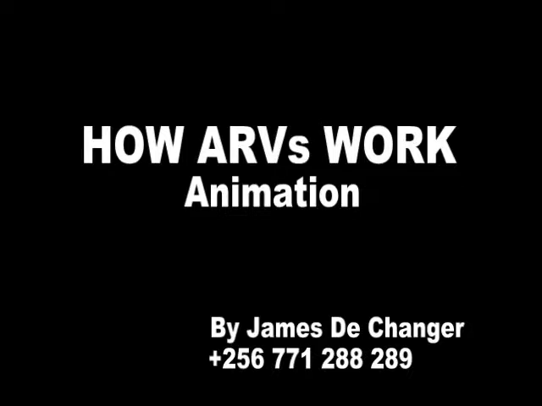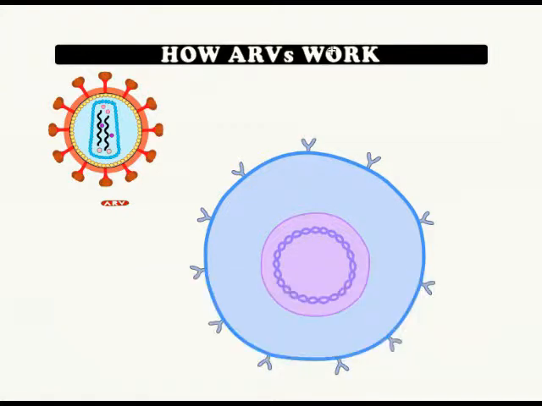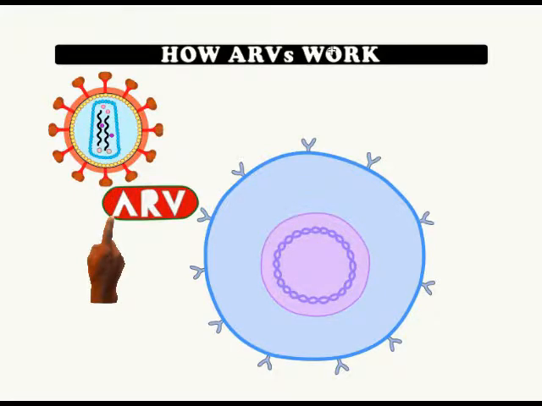In this animation, we are going to look at how ARVs work. HIV medicines in 6 drug classes work by blocking different steps in the HIV life cycle. We already looked at the HIV life cycle. In this illustration, we have HIV, a CD4 positive T cell, and the ARV pill. Okay.